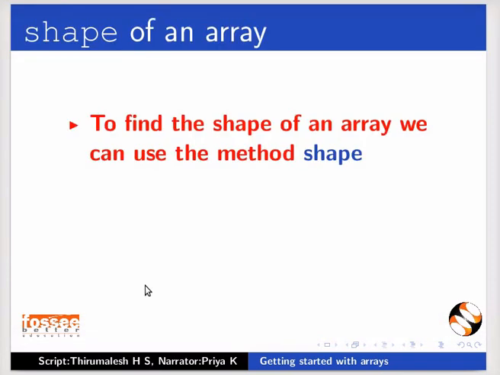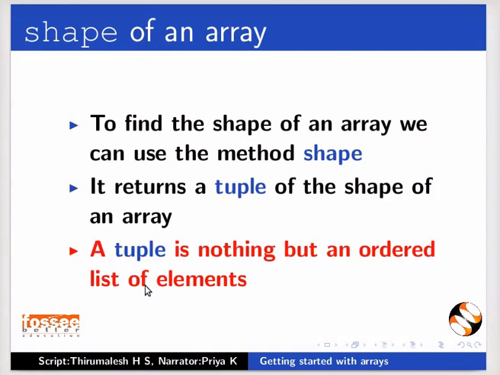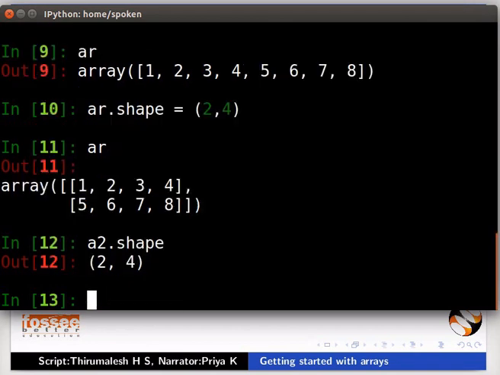To find the shape of an array, we can use the attribute shape. It returns a tuple of the shape of an array. A tuple is nothing but an ordered list of elements. Let us check the shape of the arrays we have created so far. Type a2.shape. a2.shape object is a tuple and it returned a tuple 2, 4.